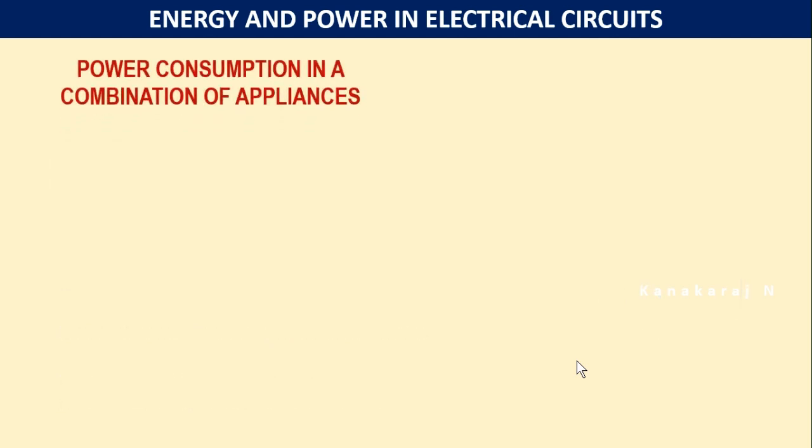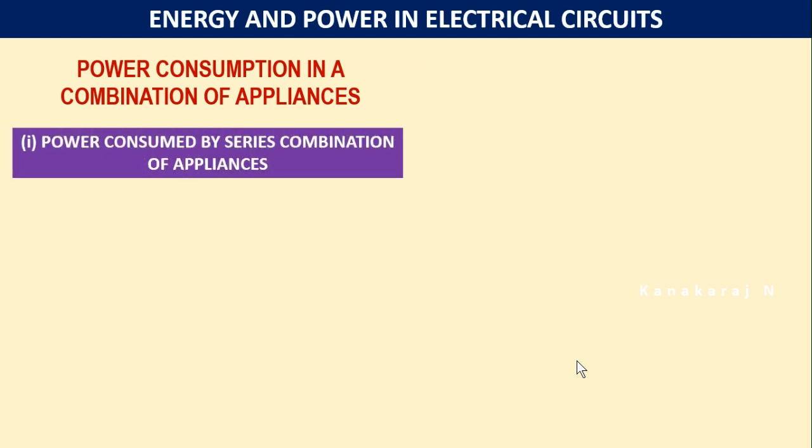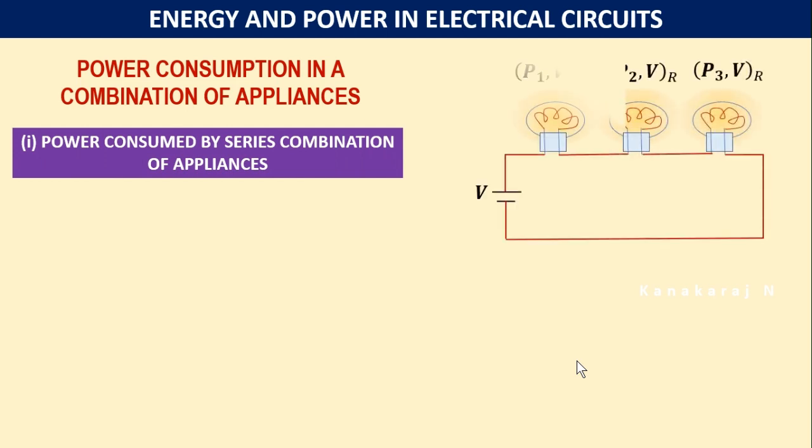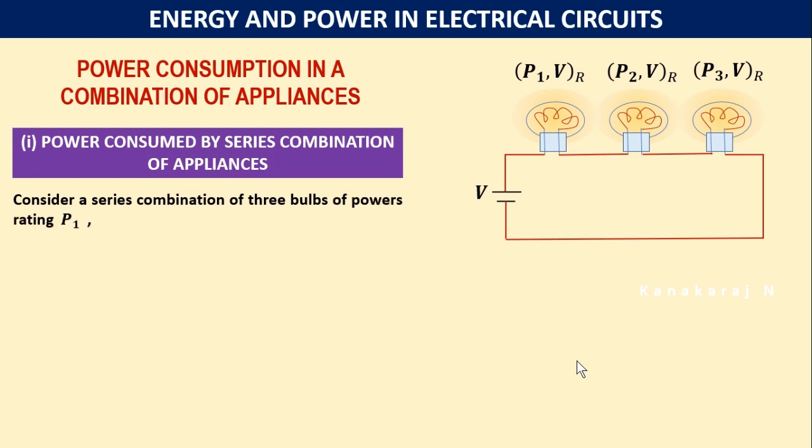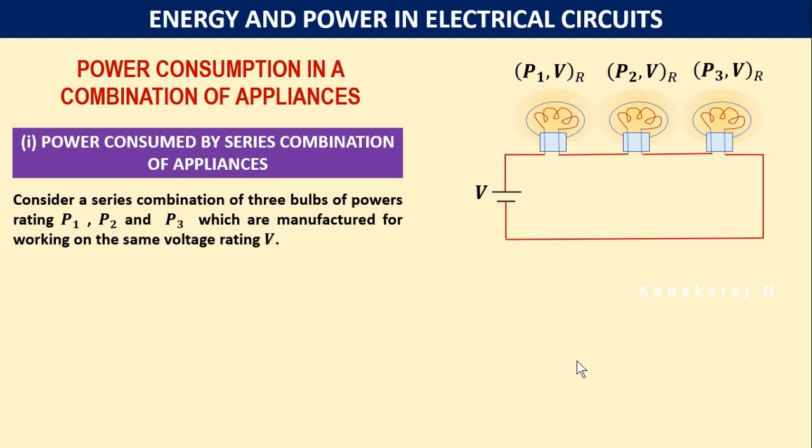Power consumption in a combination of appliances. Power consumption by a series combination of appliances. Here, three bulbs with ratings P1 V, P2 V, P3 V are connected in series with the battery V. Consider a series combination of three bulbs of power rating P1, P2, and P3, which are manufactured for working on the same voltage rating V.